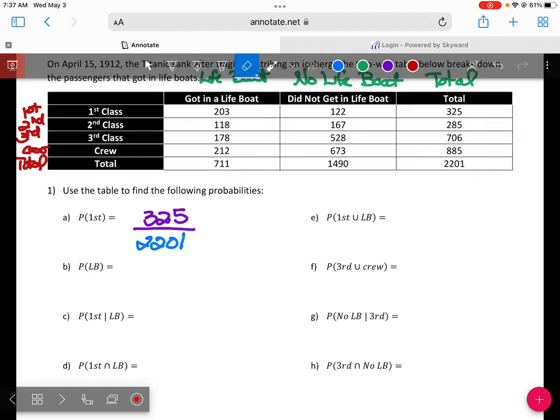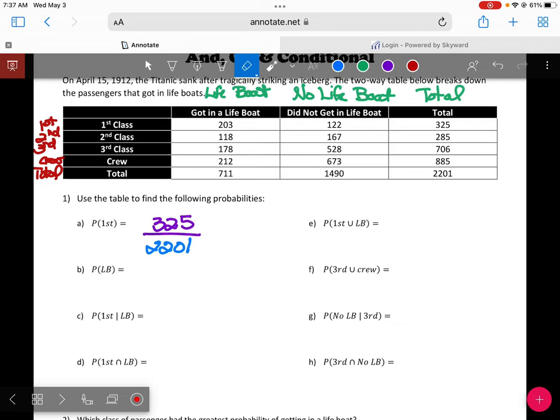Somebody over here. Any questions about letter A? All right, let's go to letter B. Says probability of LB. What do you think that means? Lifeboat. Probability that someone got on the lifeboat. Write it down. What do you think it is? What's the probability that anyone got on the lifeboat? Don't answer yet. Put down your answer.